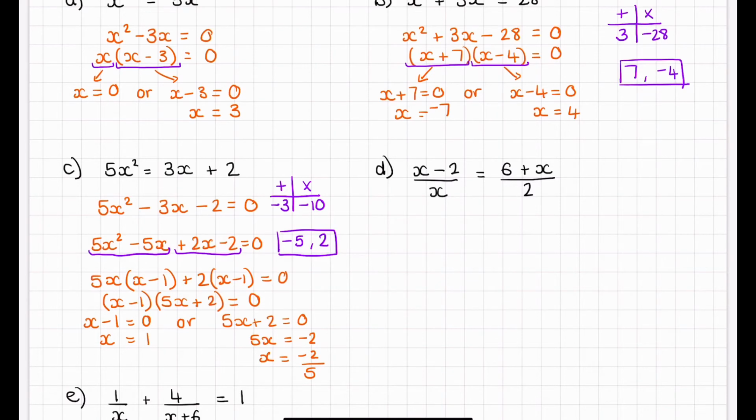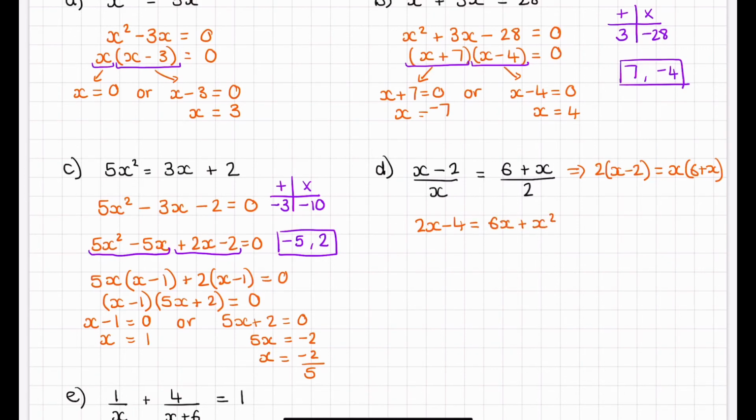D, have fractions. First thing we want to do is get rid of the fractions. So what I'm going to do is I'm going to cross multiply to get rid of the fractions. I'm just going to come over here, which means we'll end up with 2 times x minus 2 equals x outside of 6 plus x. And then we can expand that and then simplify. So we'll get 2x minus 4 equals 6x plus x squared.